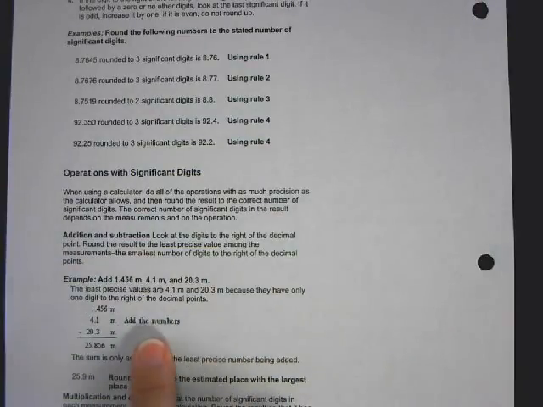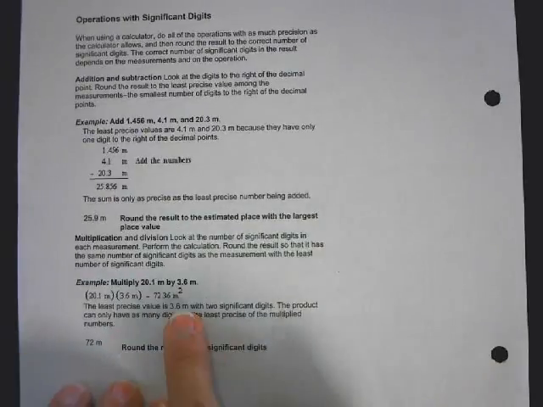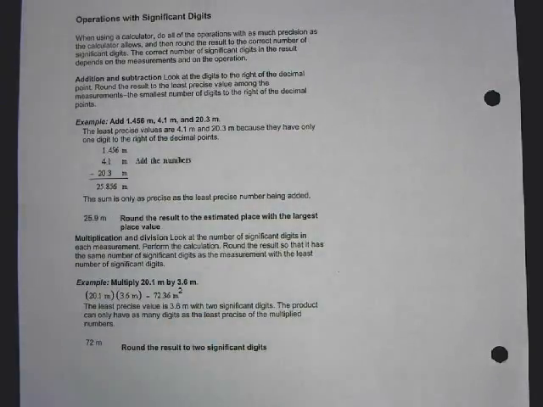So for addition and subtraction, you're going to look at the least precise value. What that means is, think about measurement. Does it measure to a hundredth? Does it measure to a thousandth? You're going to round your final answer to the least precise instrument. Okay? For multiplication and division, it's different. What you're going to do is you're actually going to physically count the number of significant figures, and then you are going to round to the least number of significant figures.